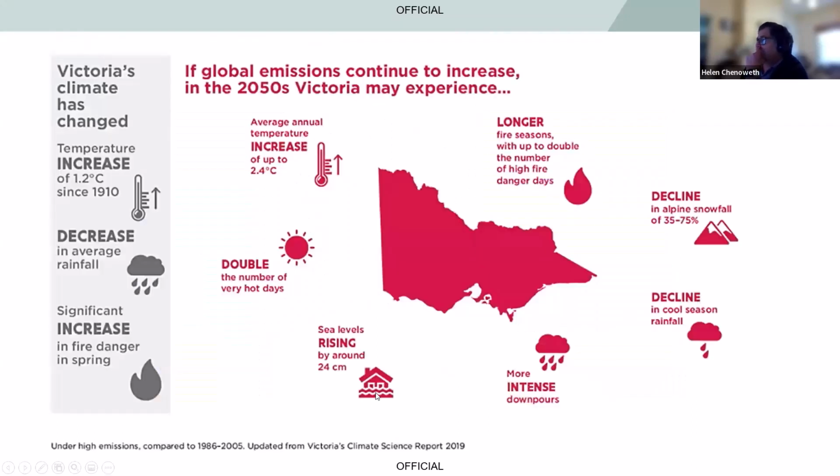Just an example of some numbers in Victoria. We've got some info about global emissions continuing to increase. In the 2050s in Victoria, we're expecting temperature increases of 2.5 degrees, an increase in the number of very hot days, sea level rising, more intense downpours, declining cool season rainfall, declining alpine snowfall, and longer fire seasons. So the trends in Victoria are similar to the trends that we're showing right across Australia as well.